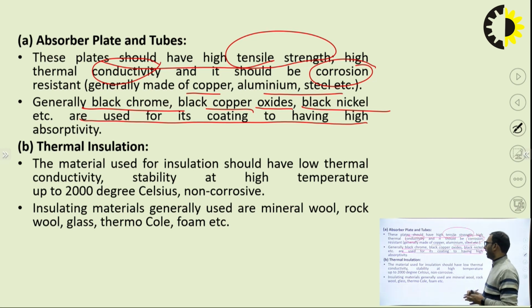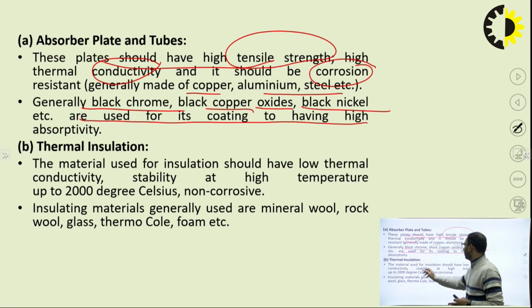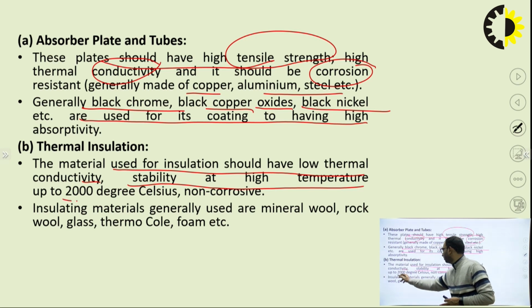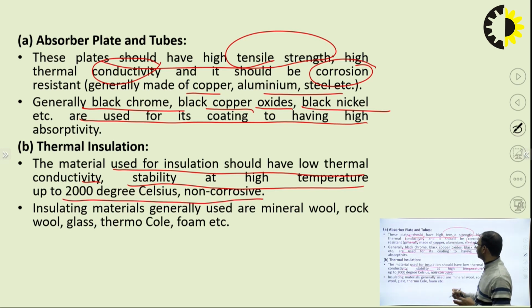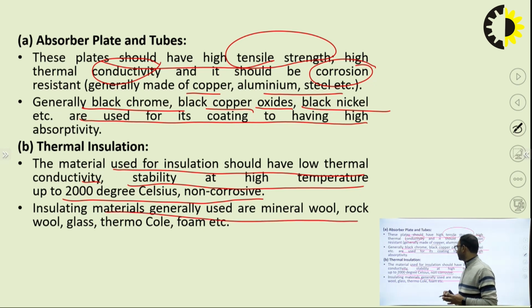Then for thermal insulation, the material used for insulation should have low thermal conductivity, stability at high temperature up to 2000 degrees Celsius, and it should be non-corrosive. So, insulating materials generally used are mineral wool, rock wool, glass, thermocol, foam, etc.